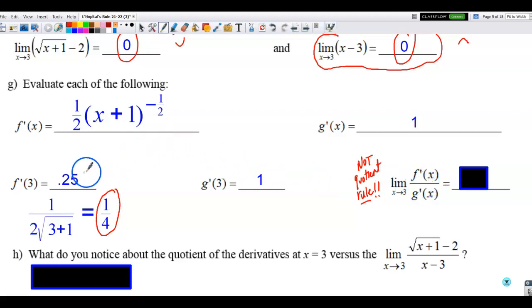So we already knew that the derivative of the numerator at 3 is 0.25. The derivative of the denominator is 1, so I end up with 0.25 over 1, which is 0.25. Now think about it.